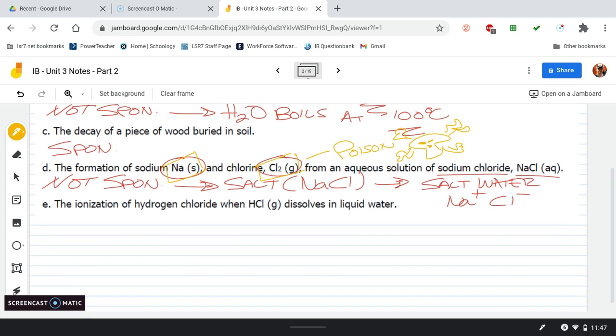So, and last one, ionization of HCl when it dissolves in water. And you probably don't know this one. It's probably the one that the last two are kind of tricky. This is spontaneous.